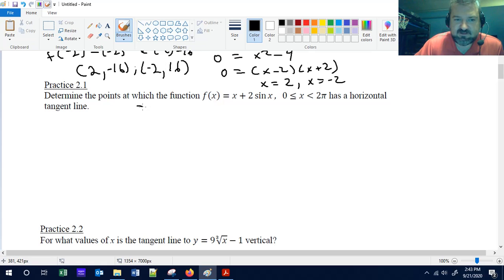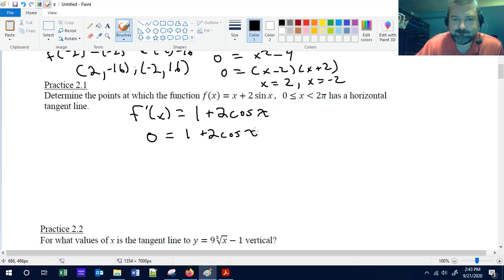Alright, the derivative f prime of x: the derivative of x is 1. And then the 2 comes along from the right. The derivative of sine of x is cosine of x. Alright, we need to figure out where this derivative is horizontal, so where does it equal 0?